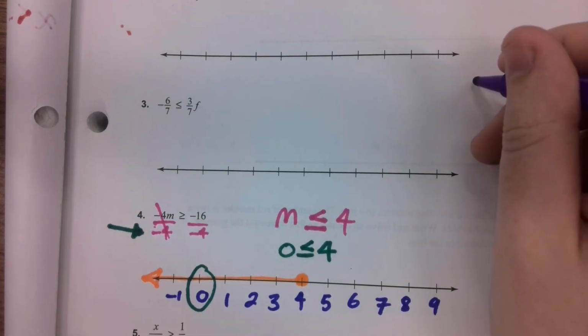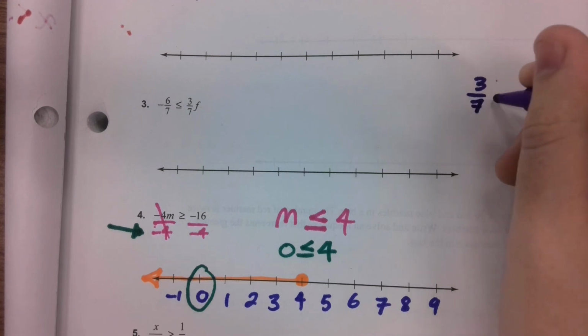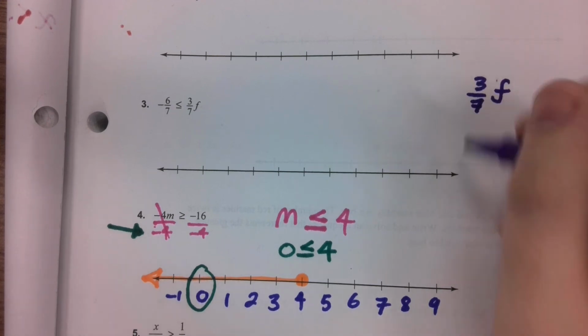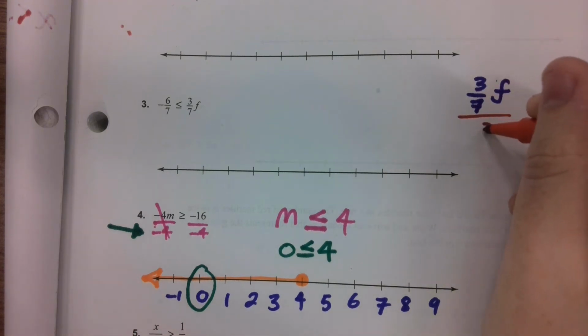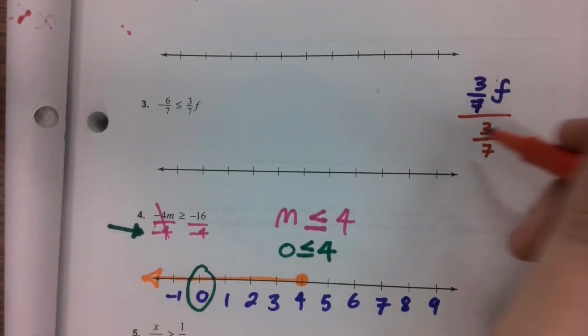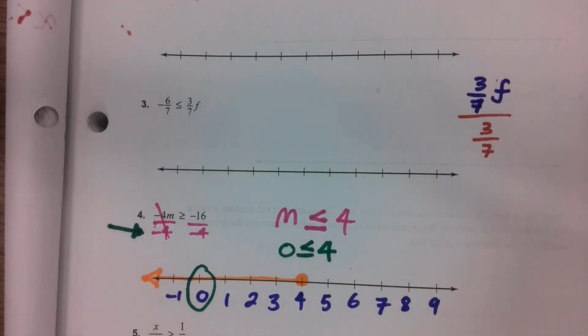You might be tempted to say, well, 3/7 is being multiplied to f, so let's divide by 3/7. And you wouldn't be wrong, you could do this. But look at how messy this looks. It's like a totem pole. They're all stacked on top of each other.